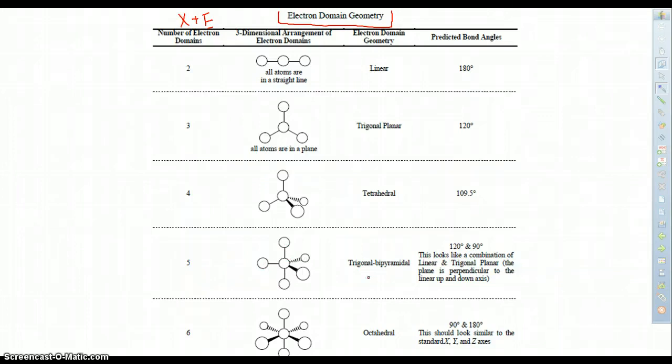Octahedral, again, is the same logic as before. Octa meaning 8, hedral meaning faces, and there are 8 faces here. So it also looks like square pyramids, 2 square pyramids, one above and one below, and that overall makes the octahedral shape.